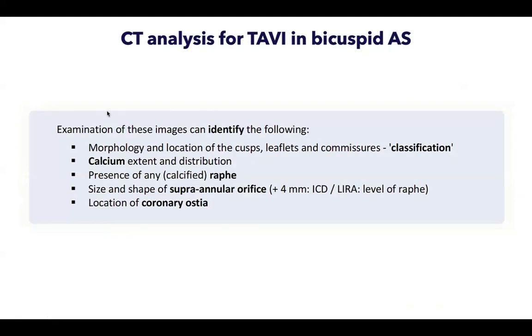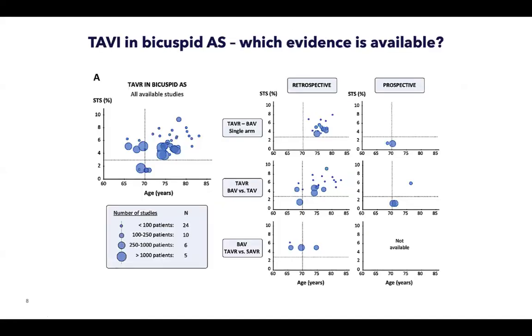CT analysis. So we look to the morphology, the location of the cusps, the number of leaflets, commissures. We look to the amount of calcium. We look whether there's a calcified raphe, yes or no. We look to the supraannular orifice or the architecture of the supraannular plane. And then we look also at the coronary ostia.